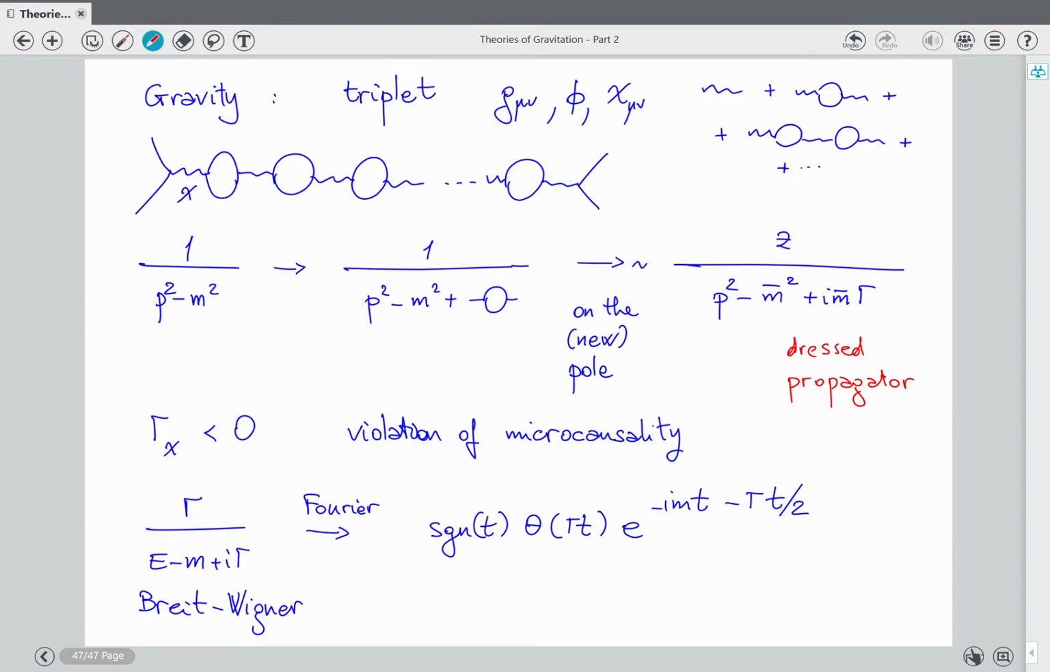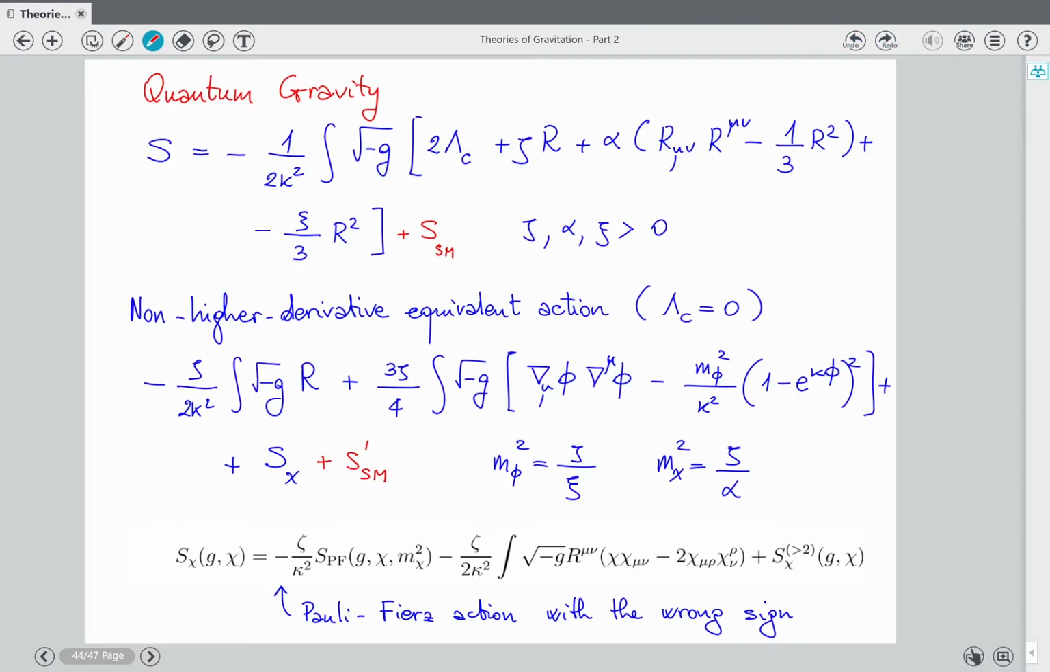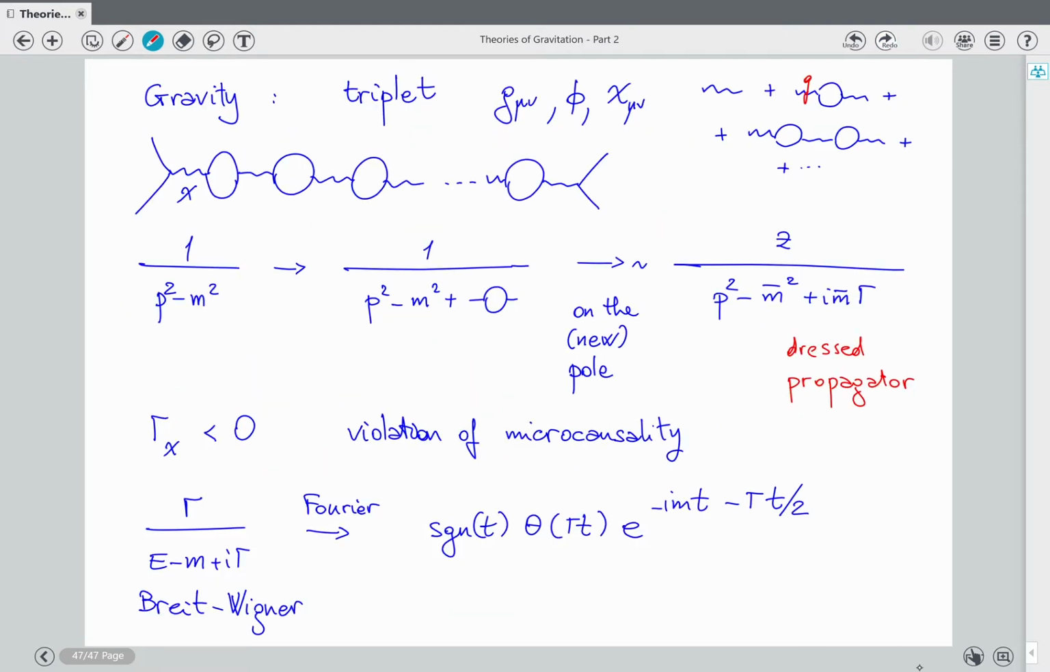What's important is that you can make the computations as usual, and there will be vertices connecting the metric, phi or chi mu, to standard model particles. So here you can have the electron, you can have anything. You can have phi, g mu nu, and chi mu nu themselves.